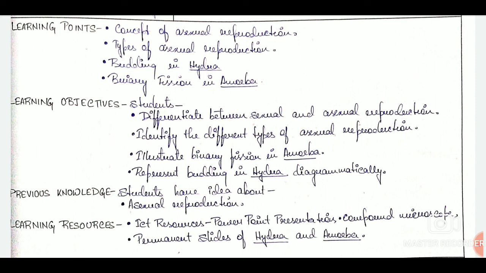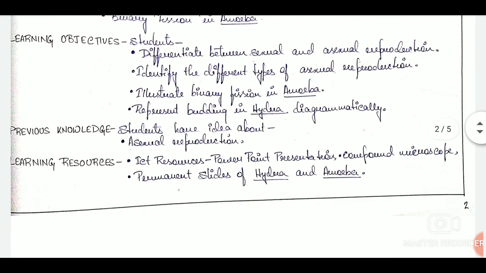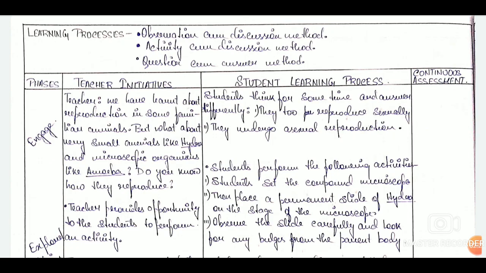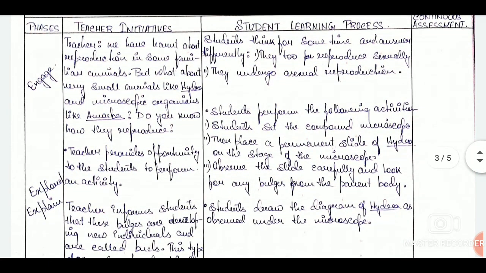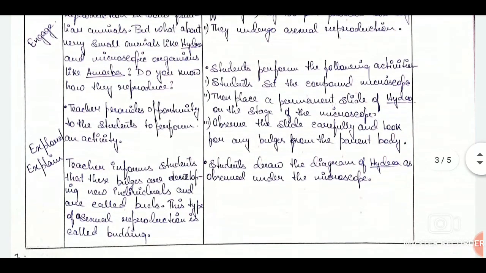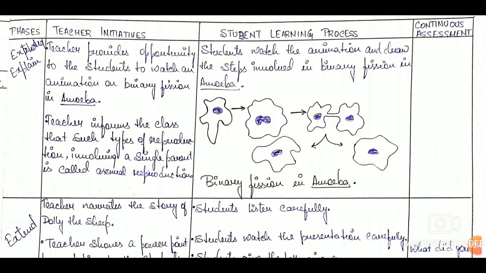And then previous knowledge of the learners, and then learning resources that are going to be used in that period that day. Finally, learning processes, and then we directly move on to our table. Being a 5E lesson plan, it starts with engage, and then we move on to explore and explain. Explore and explain continues in the next page.